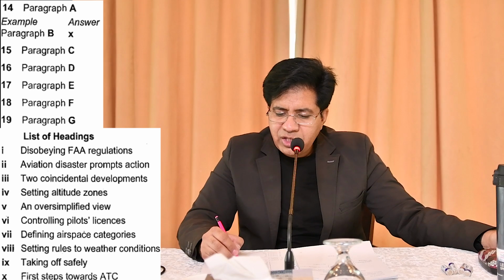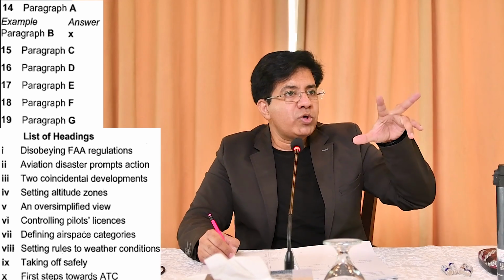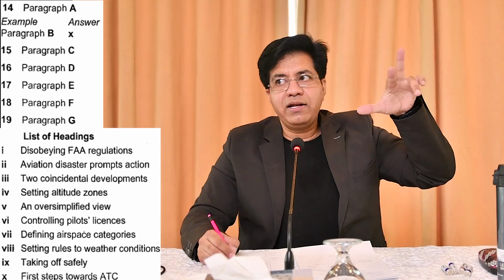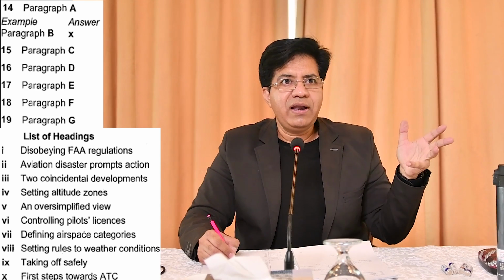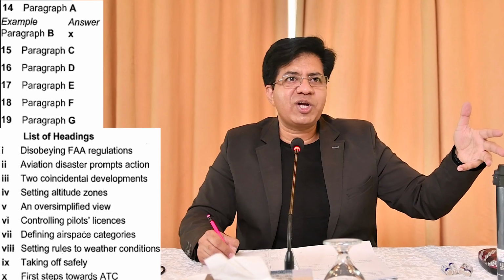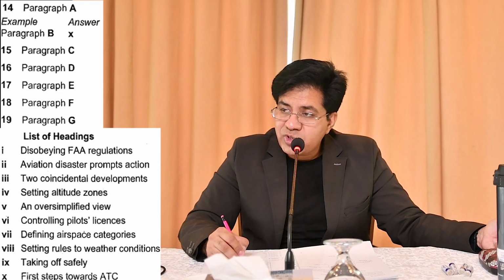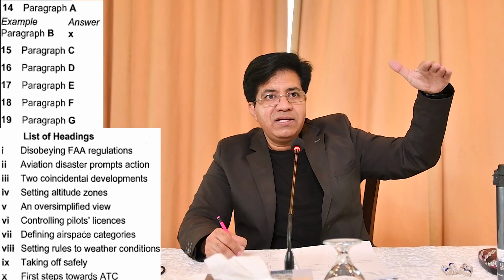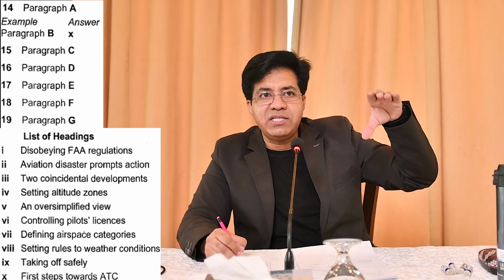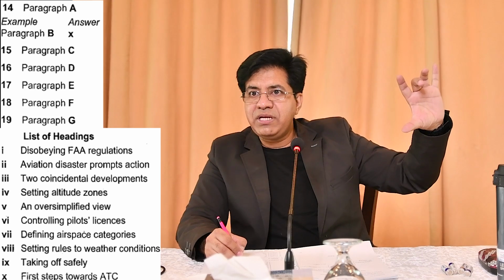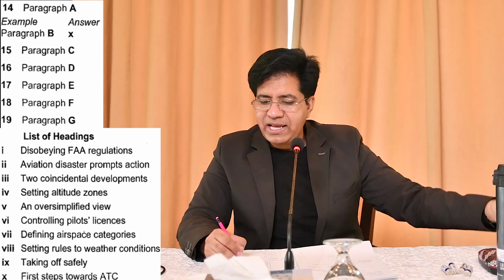Okay? Heading number 3, two coincidental developments. Now they will talk about two things which were developed at the same time, and that was coincident. Coincidence means like by chance this happened. Like you go to a market and you meet your old friend, say, what a coincidence, right? So it's that. Heading number 4, setting altitude zones. Altitude means height, right? 500 meters, 1000 meter, 10,000 meter. So setting altitude zones means from ground level to 5,000 meters is zone 1. From 5,000 to 10,000, zone 2, zone 3, zone 4, like that.